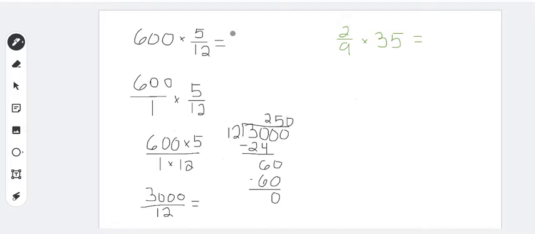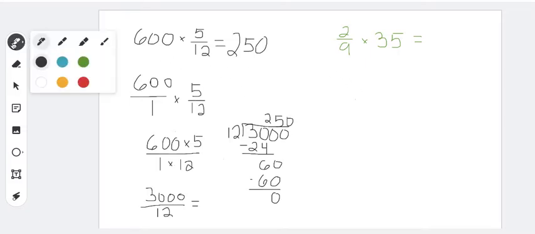So my answer is 250, which makes sense because 5/12 is part of a whole. It's about half. So 250 is about half of 600, so that makes sense.